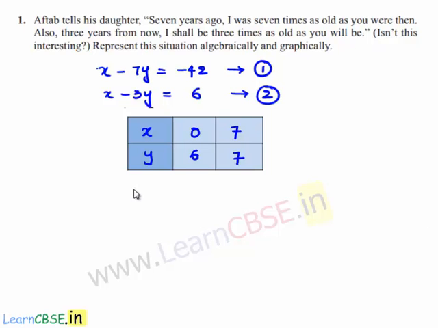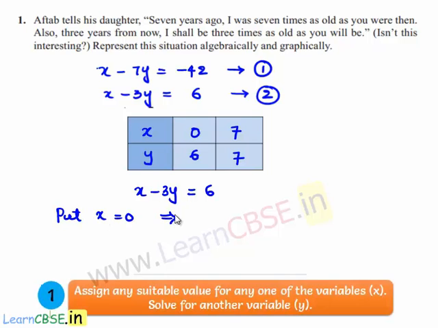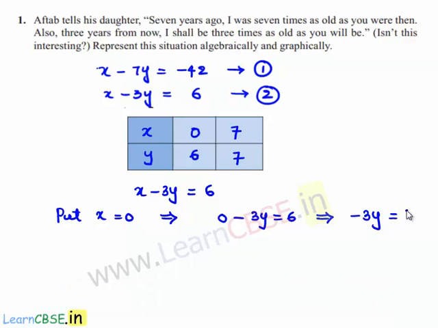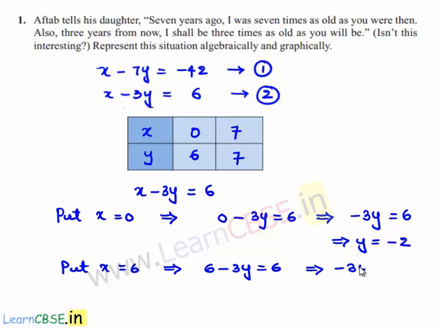Now, the second equation is x minus 3y is equal to 6. Put x is equal to 0, which implies 0 minus 3y is equal to 6. So, we will be getting minus 3y is equal to 6, which implies y is equal to minus 2. And put x is equal to 6. That implies 6 minus 3y is equal to 6, which is nothing but minus 3y is equal to 0. Therefore, we get y is equal to 0.